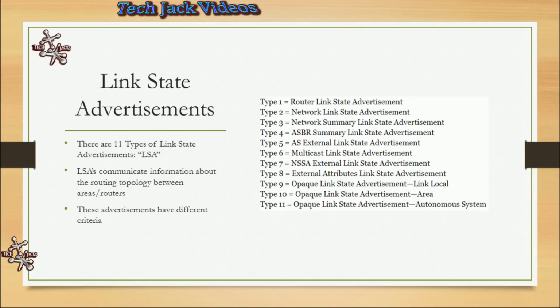Link State Advertisements. There are 11 different types of Link State Advertisements. And they help communicate information between the routing topologies and the routers. These advertisements obviously have different criteria in terms of what they're generated by, when they're generated, and things like that. So we'll be able to go through those individually and determine what we need to in order to have a good grasp about what they're for and what they help us do.